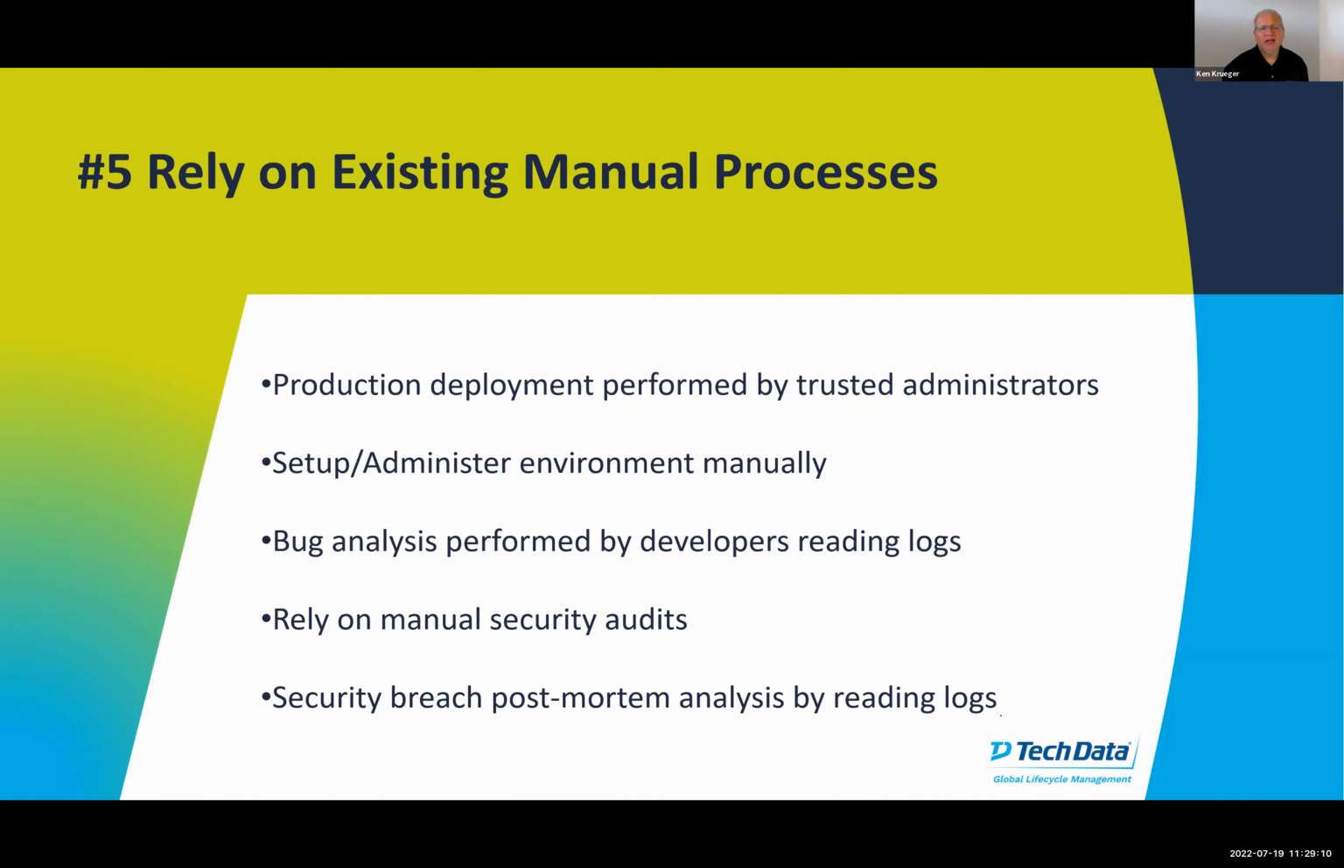Relying on existing manual processes. Sometimes it's inevitable that an organization, before they go to the cloud, has certain processes that they have developed over time and they just keep them. And a lot of times they're manual. For example, the way we do a production deployment is done manually by a trusted administrator. Well, we got to get rid of that one. Maybe the way we set up new environments has to be done manually by an administrator. If there's a bug in the code, developers have to figure out what the problem is by reading through the logs. Well, that's a manual process to read through logs.